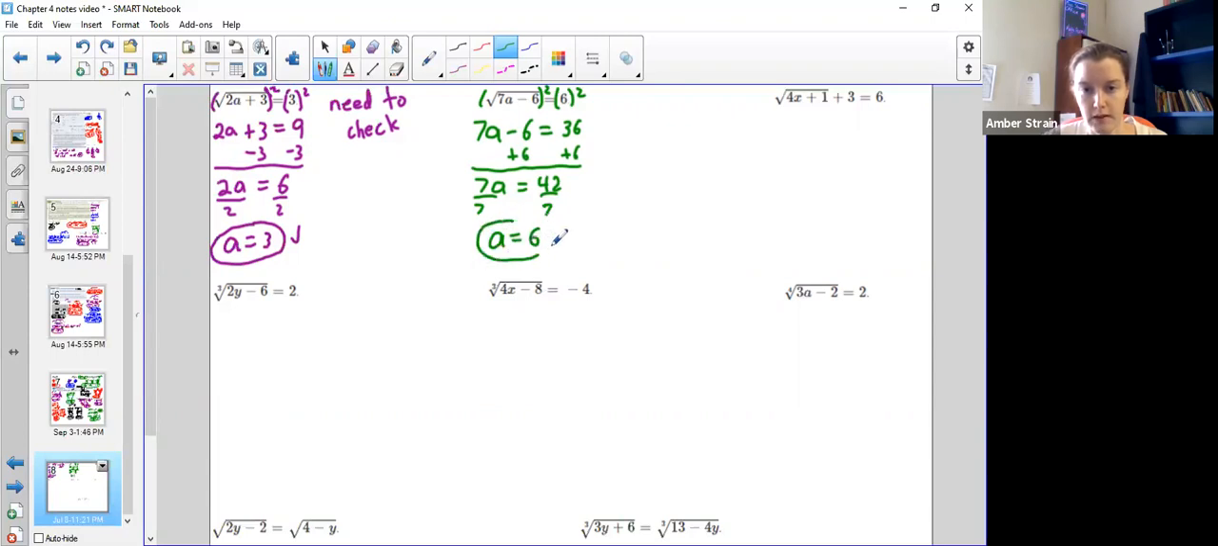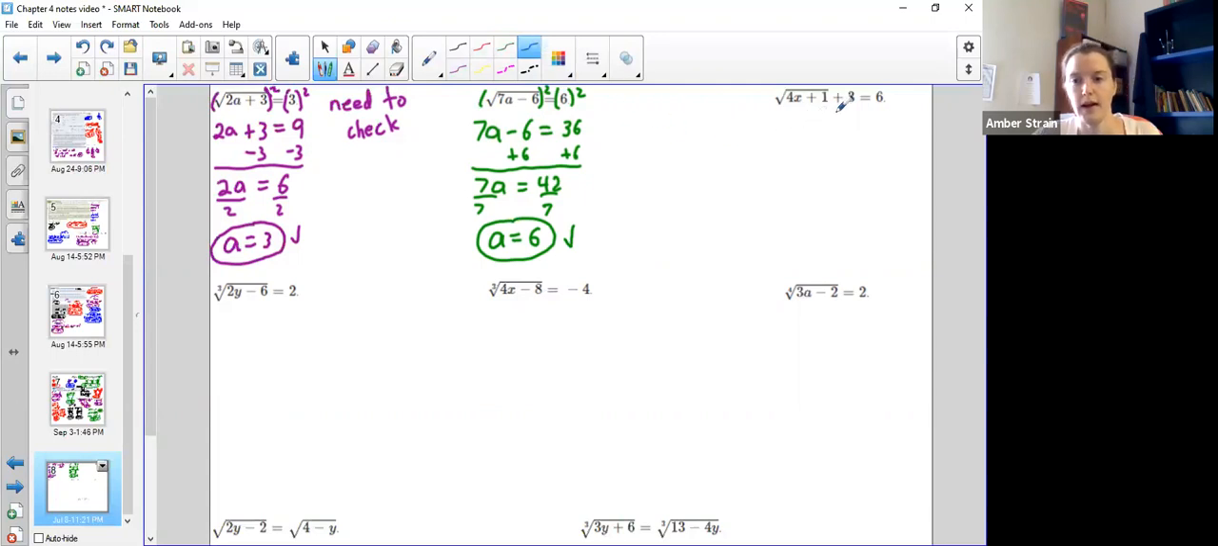Okay, let's double check. 7 times 6 is 42. 42 minus 6 is 36. Square root of 36 is 6. Checks out. Careful. Always check those.